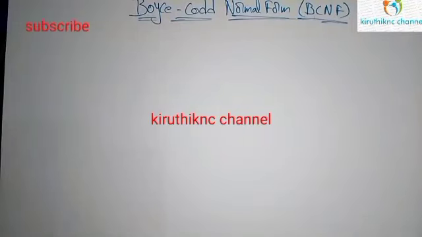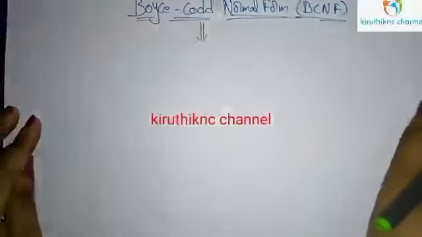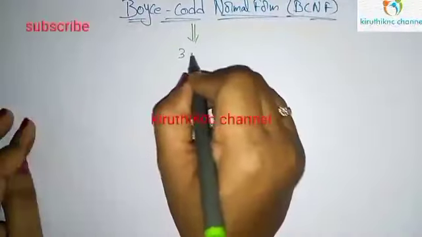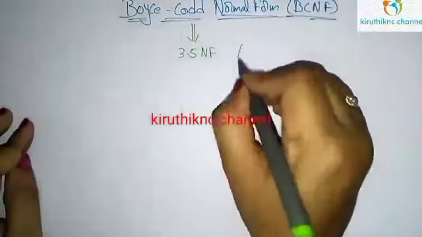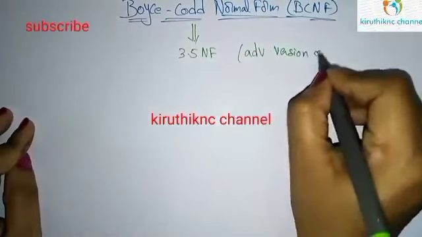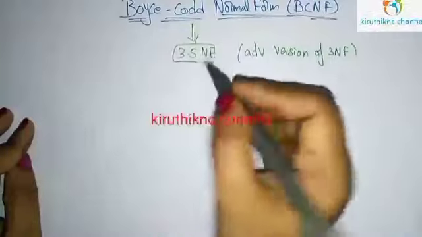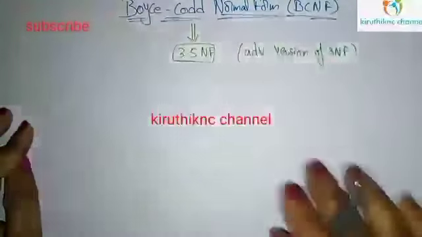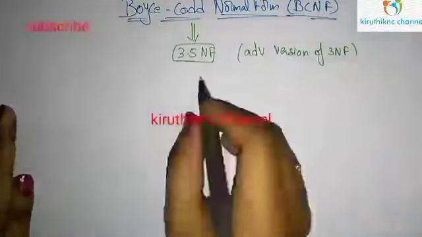Actually, BCNF is also referred to as Boyce-Codd normal form. It is also called 3.5 normal form because it is an advanced version of 3NF. So the other name for BCNF is 3.5 normal form. So what are the conditions to follow for BCNF?